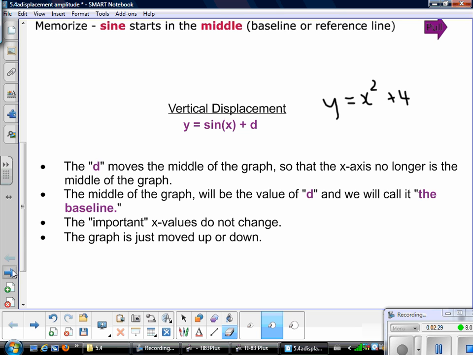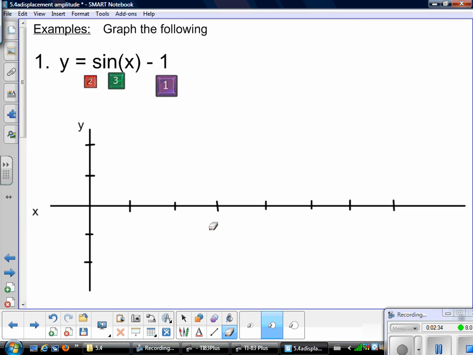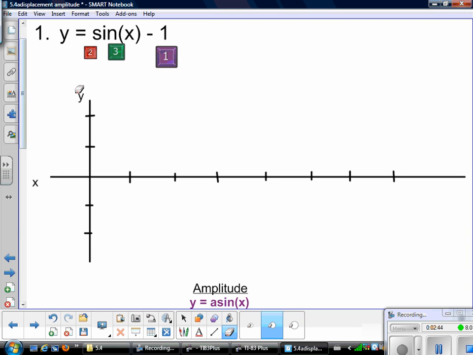So let's take a look at how we would do this, on the next page. Here is y equals sine x minus 1. The reason I have numbers here is that it tells me where I'm looking first and what I do. You can see I have x and y labeled, and I should also label a few numbers. So here's 1, here's 2, here's -1 and -2.